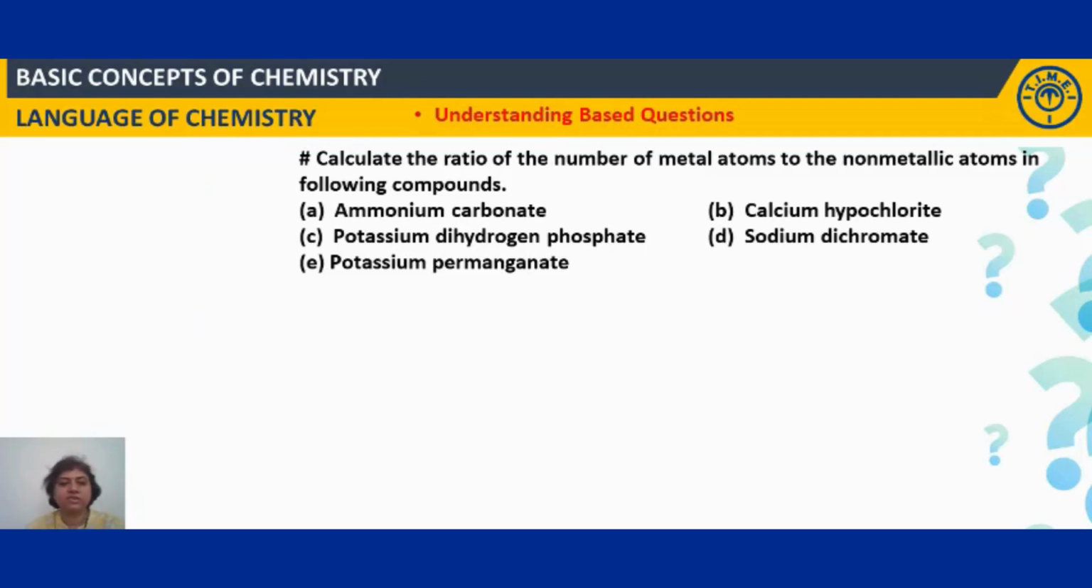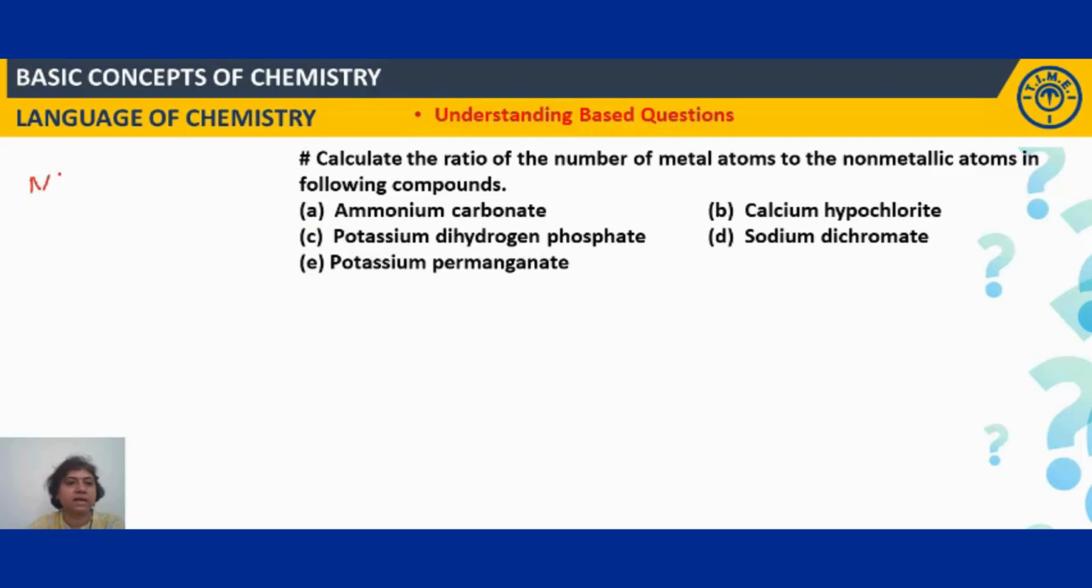Let's look at the next question. So next question is, calculate the ratio of number of metal atoms to the non-metallic atoms in the following compounds. So let us work on it. Okay, then we'll look at the solution. So let's first start with the first compound. What we will do first, we will first write the formula of the compounds, then only we can calculate the ratio of metal atoms to non-metal atoms. So first one is ammonium carbonate.